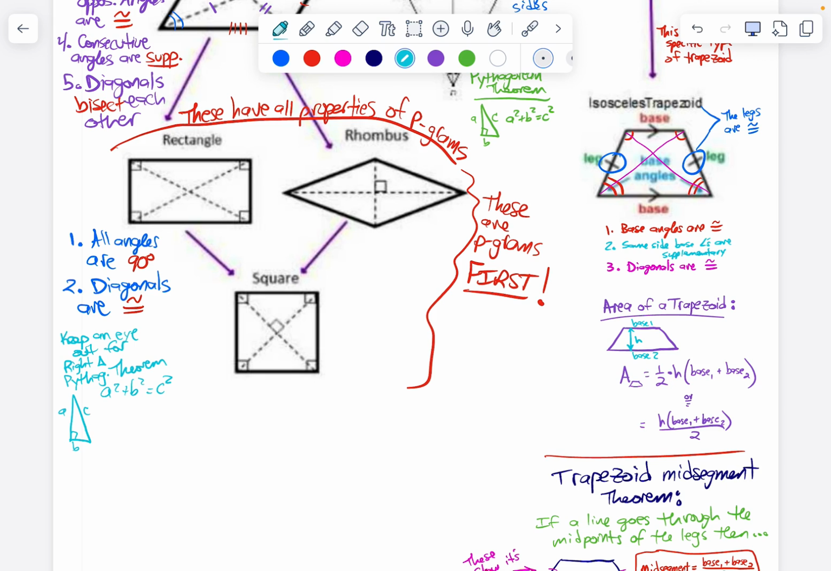Should we say rhombi? That just sounds weird, huh?